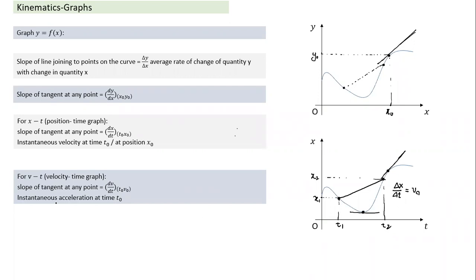Okay. And similarly, if I have a VT graph, in place of the xt graph, the y-axis becomes v. In that case, the slope of the tangent at any point will be equal to dv by dt. The quantity on the y-axis is v. What is dv by dt? It is instantaneous acceleration. So for any quantity we should be able to do both average slope and instantaneous slope. Sorry, average slope is the slope of the line joining 2 points, and instantaneous slope is the slope of the tangent drawn at a point. You should understand that part.